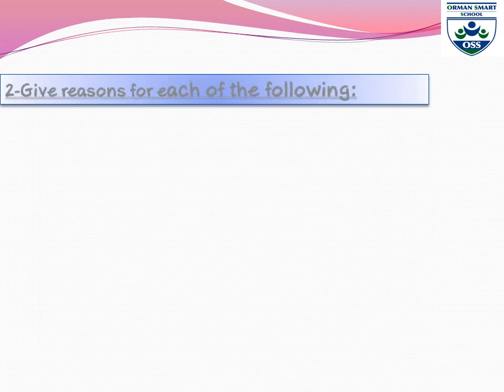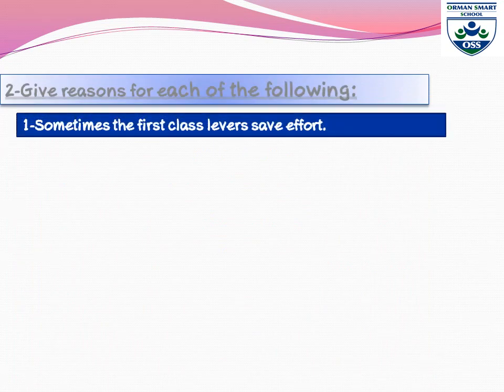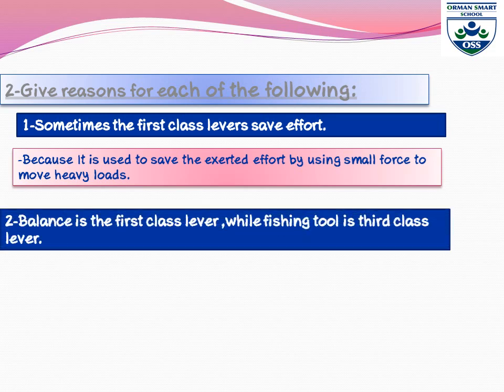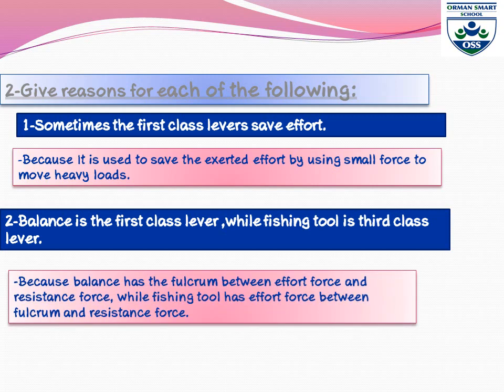Question number 2. Give reasons for each of the following. Number 1. Sometimes the first-class levers save effort because they are used to save the exerted effort by using small force to move heavy loads. 2. Balance is a first-class lever, while fishing tool is a third-class lever, because in balance the fulcrum is between effort force and resistance force, while in fishing tool the effort force is between fulcrum and resistance force.